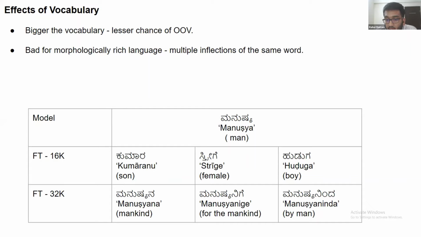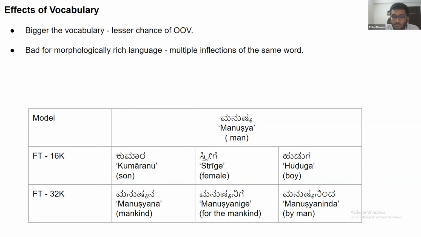But now when we look at the 32K vocabulary size, the words we get are Manushyana, which is of mankind, Manushyanike, which is for mankind, and Manushya Ninda, which is by man. If you observe, it's basically the same word Manushya with some prefix and suffix added, which are basically inflections of the word. That was something we found useful: in richer languages, if you use a large vocabulary size, you might clutter your whole vocabulary with just the commonly used inflections of the same word.